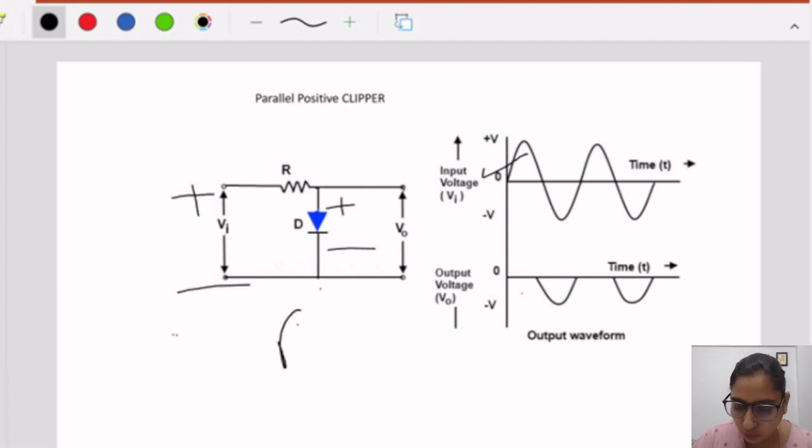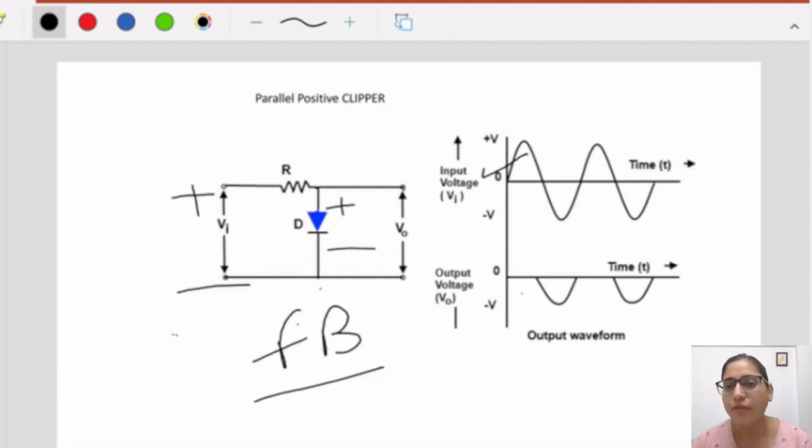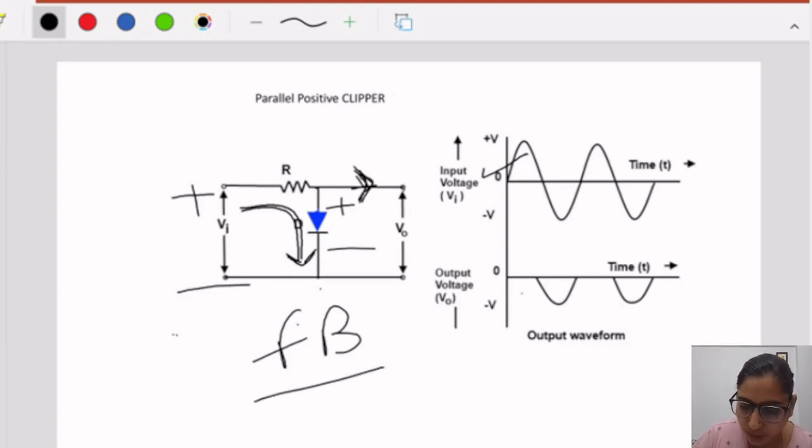What happens? The diode works in forward bias because positive is connected to positive. If the diode is working in forward bias, it means the current will flow in this direction. Current is flowing in this direction and not going into that direction, so we are not getting anything at the output. Why so? Because the diode possesses a very low resistance path. It means all the current coming from this node is directly going towards the diode and not towards this V out.